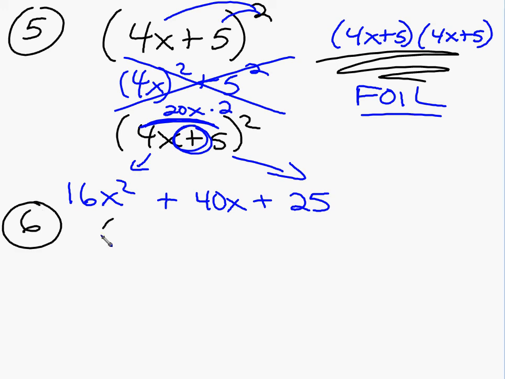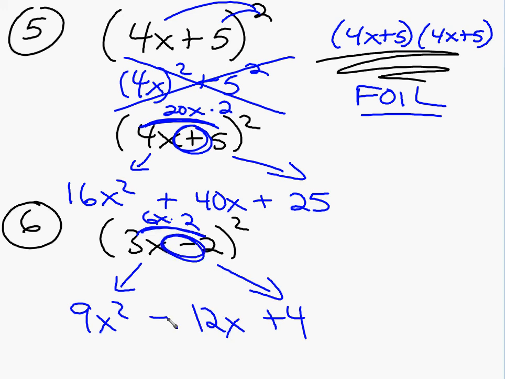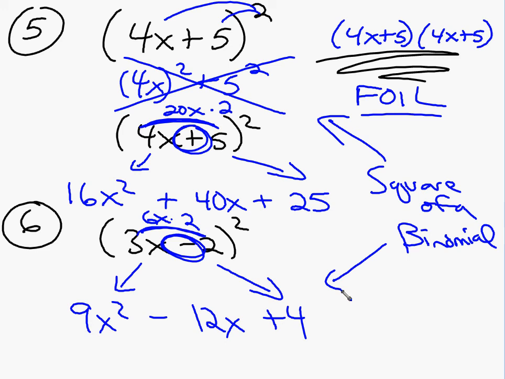Let's do another one of those. What if I had 3x minus 2, the quantity squared? We use the same shortcut. Square the first term, 9x squared. Square the last term, plus 4. Multiply these two together, 6x, and then times 2, 12x. And that becomes the middle term. Since this is a minus, this middle term is a minus. That shortcut is called the square of a binomial shortcut, and we used it both on this one and this one. All right?